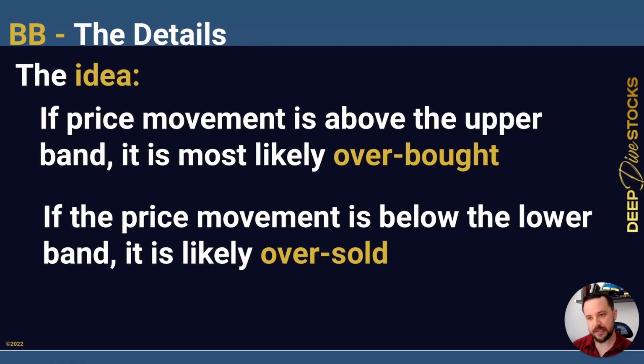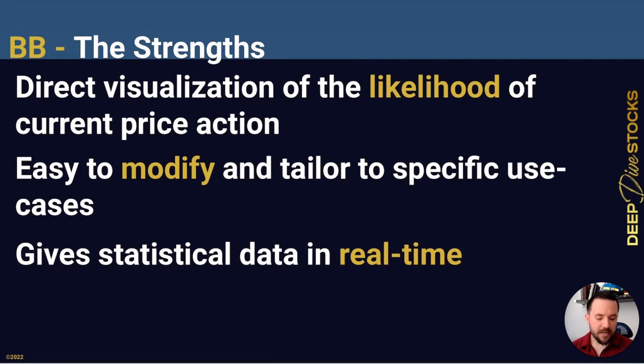So the idea is that if the price movement is above that upper band, it is most likely overbought because it is statistically unlikely price movement. Whereas if the price is below the lower band, it is most likely oversold because, again, it is statistically unlikely price movement for the price to go that far low. But as we're going to see, this can have some weaknesses. But let's talk about the strengths first.